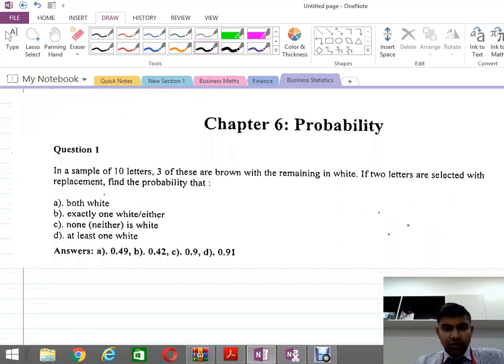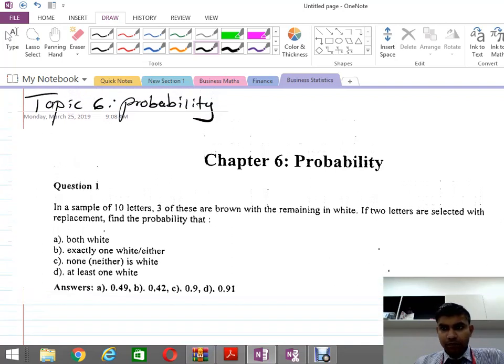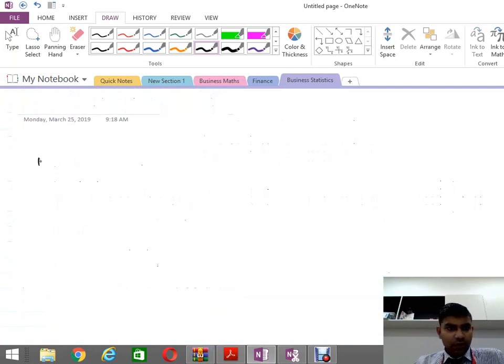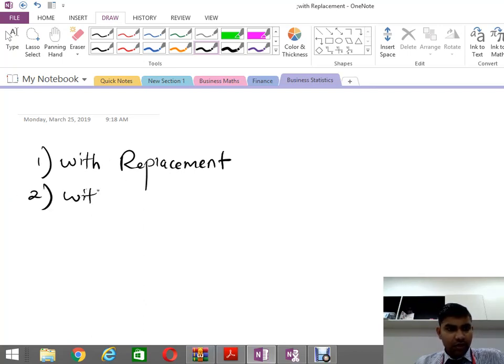Probability has two parts. First part is with replacement. Second part is without replacement. So these are the only two things that we're going to learn in this chapter 6, with replacement and without replacement.